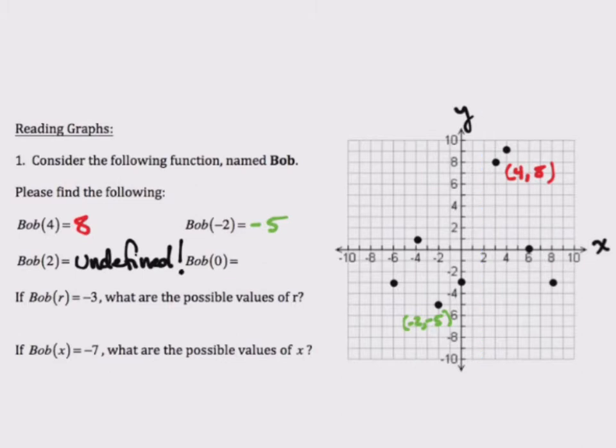And last but not least, Bob of 0. Here's 0 on our input axis, and it appears that the output is -3. Here's the point (0, -3), and so Bob of 0 is -3.